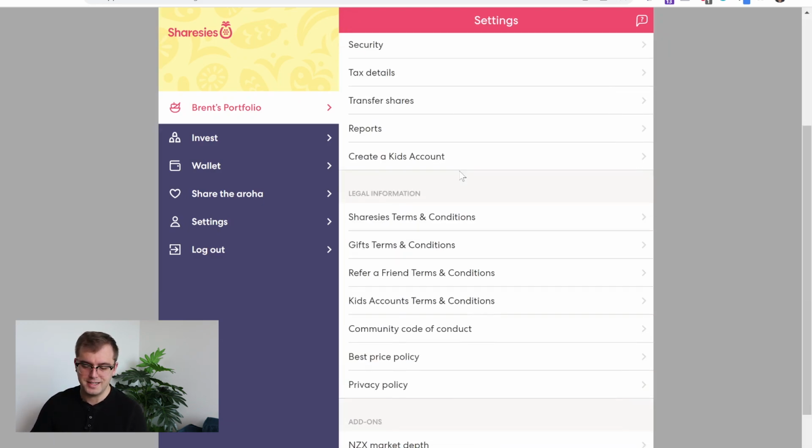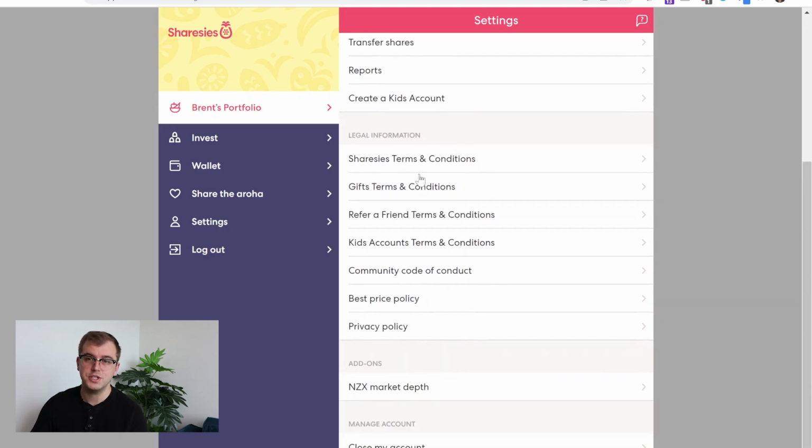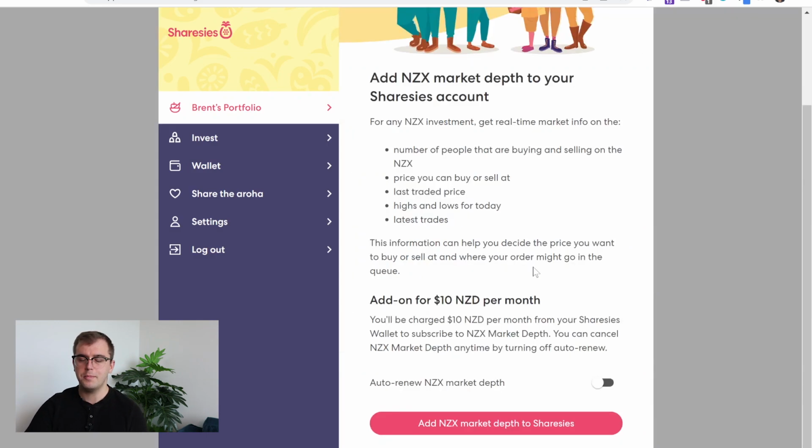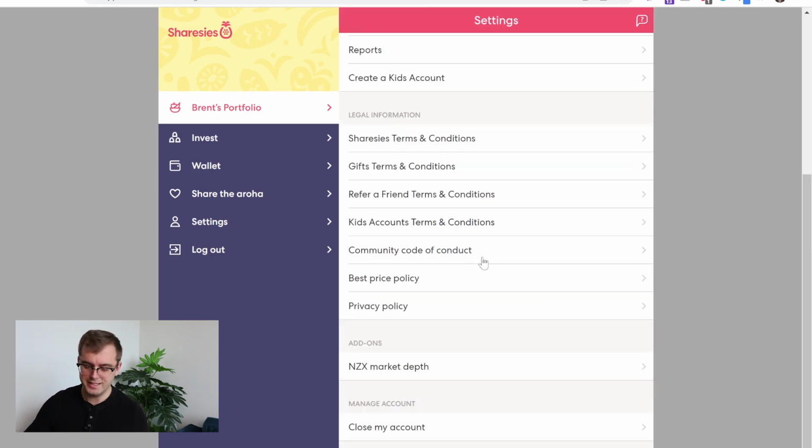If we go down, we can see terms and conditions, different policies for Sharesies. But one of the last things they have here is the NZX market depth. What the market depth shows is the order book. So that's the different prices that people are willing to buy at and the different prices people are willing to sell at. So if you're moving a large amount of shares, you might have to search for a higher price to get the liquidity that you're looking for. However, for most investors, this won't be required. And the last thing that we can do here is we can close our account. So if we ever want to close, we can simply click that button down at the bottom.